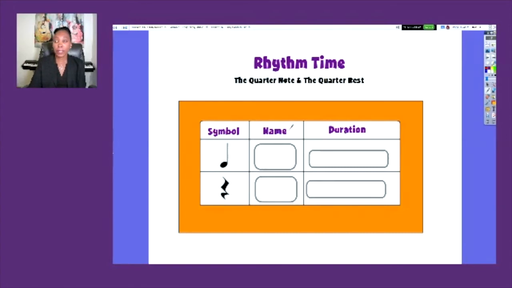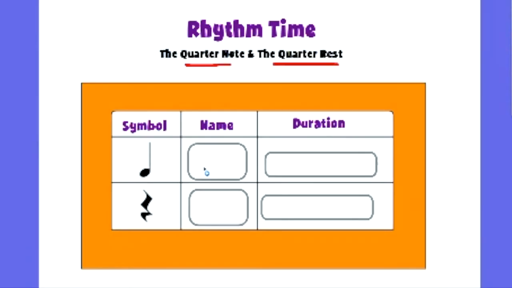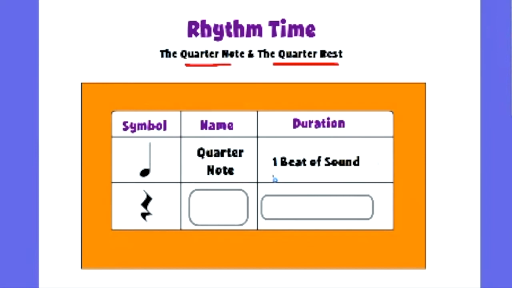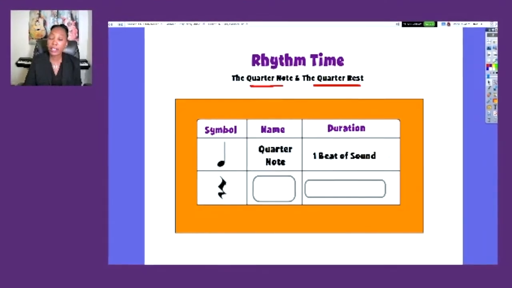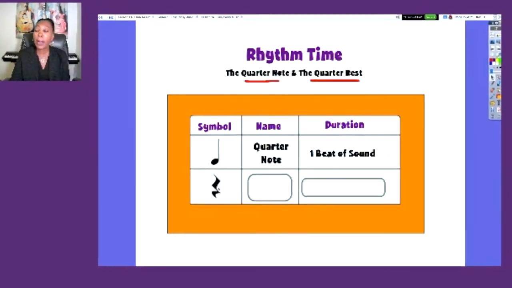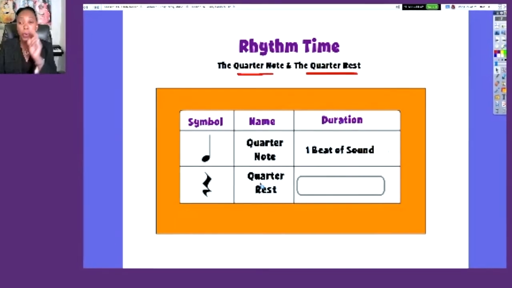So it's rhythm time, and we're talking about the quarter note and the quarter rest. As a review, what is this symbol when we see it in music? Yes, that's right. It is a quarter note. And how many beats does a quarter note get? It's 1 beat. It's a sound that gets 1 beat. And what is this little symbol here? Kind of looks like a sideways bird, but we call it in music a quarter rest.